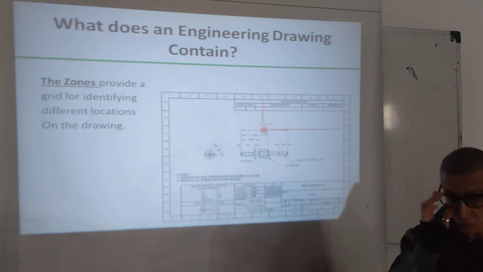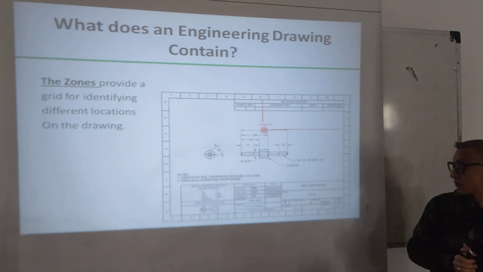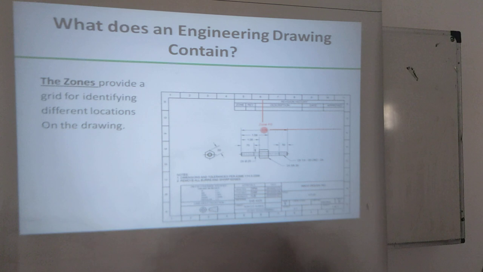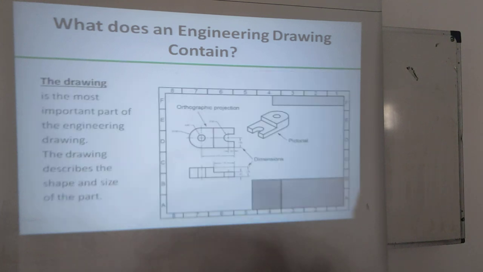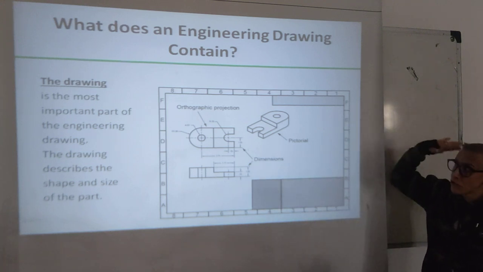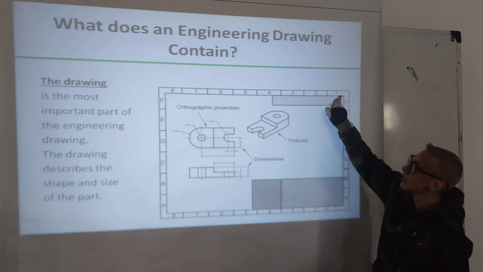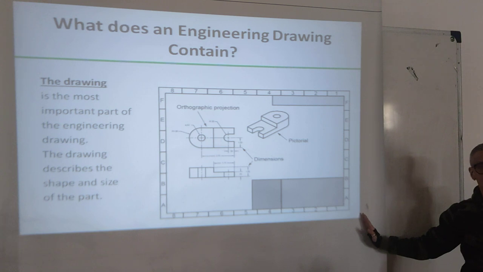Okay. Now these zones, I will explain also and show some examples. If you notice, let me go back. Notice here, it's A, B, C, D, E, F. So how many? 1, 2, 3, 4, 5, 6. And here we have 8. So 8 numbers, 6 letters.